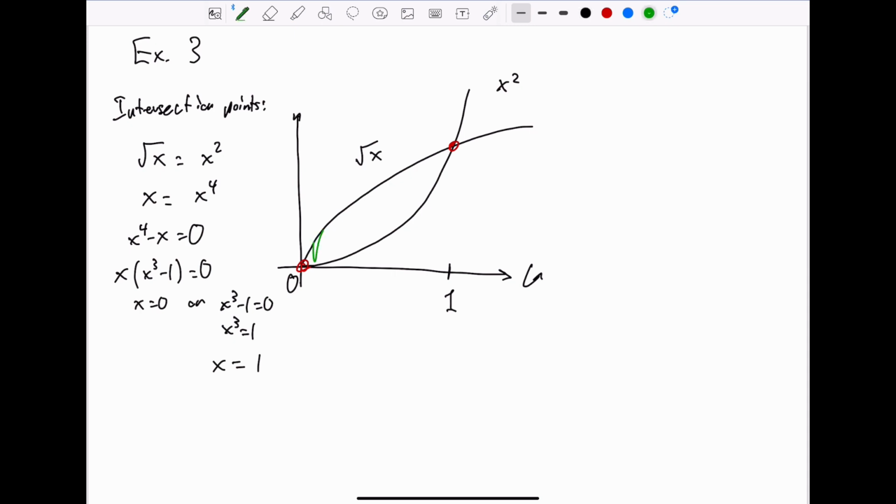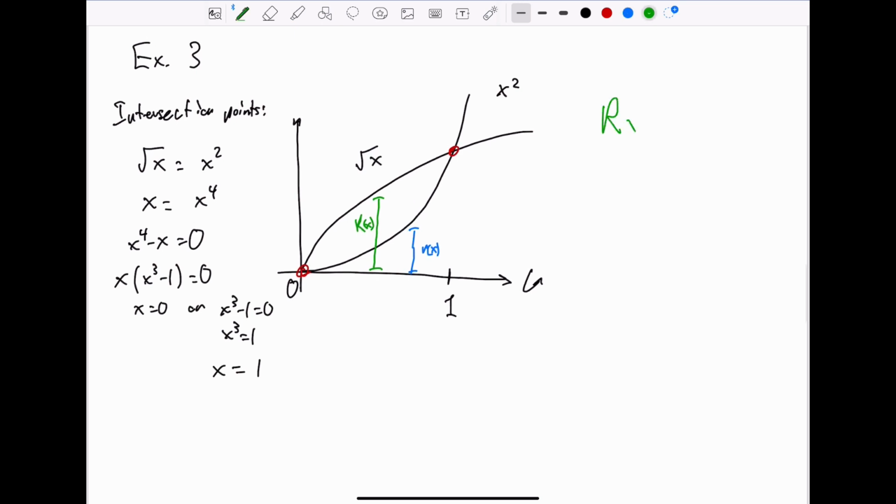All right, to find the volume of this two-dimensional region, rotated again about the x-axis, I need an expression for the outer radius. The outer radius is the distance from the line of rotation, which is the x-axis, to the outside of the shape. This expression here is my outer radius. The inner radius is the distance from the inside of the shape to the line of rotation. So in this case, capital R is the square root of x, and small r is x squared.